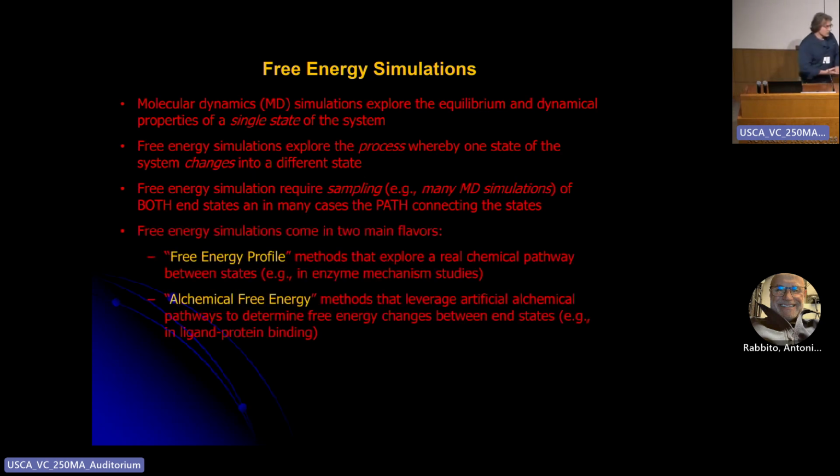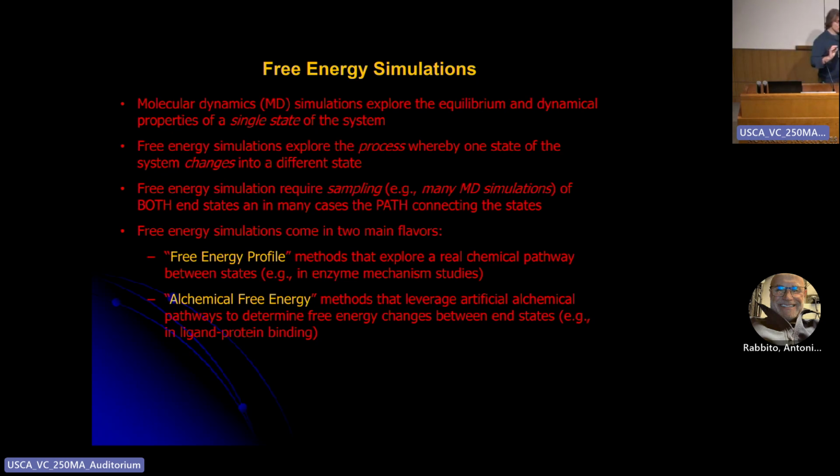So there are two flavors of this that we typically use. One is we look at a transformation along a physical coordinate. Oftentimes in those situations, we're actually interested in that coordinate. It may represent a pathway, for example, in a catalytic reaction, or we may be very interested in the path. In another case, we're doing alchemical free energy simulations where we're mainly interested in the end states. And there we can introduce, if we want to, a fictitious coordinate that allows us to make that transition in a way that's easier to compute. And so those are two flavors.